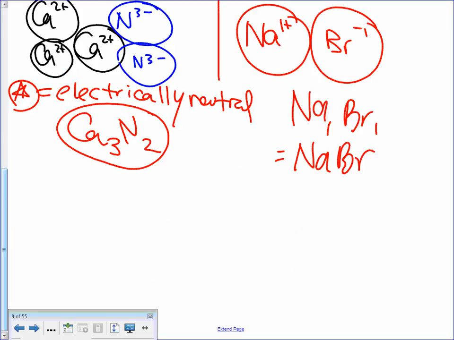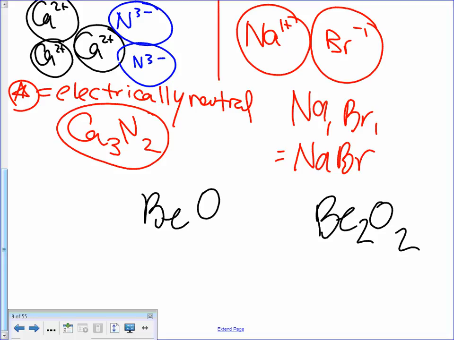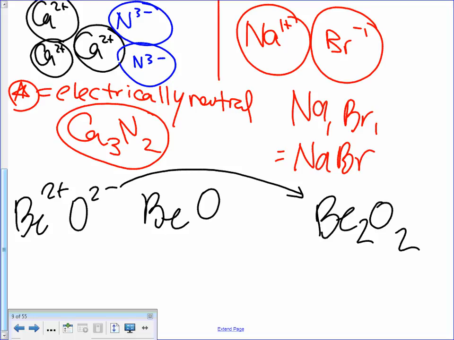Okay, I did see one example that somebody did. It was beryllium oxide. I think some people had Be2O2. Because it was Be2 plus, sorry, those of you who didn't have this, it's like Be2 plus, O2 minus, crisscross down, and you're like, oh yeah, 2 and 2. But 2 and 2 are just like 1 and 1. They reduce. Don't say cancel, they reduce. Because if they cancel, it's like nothing's there, right?